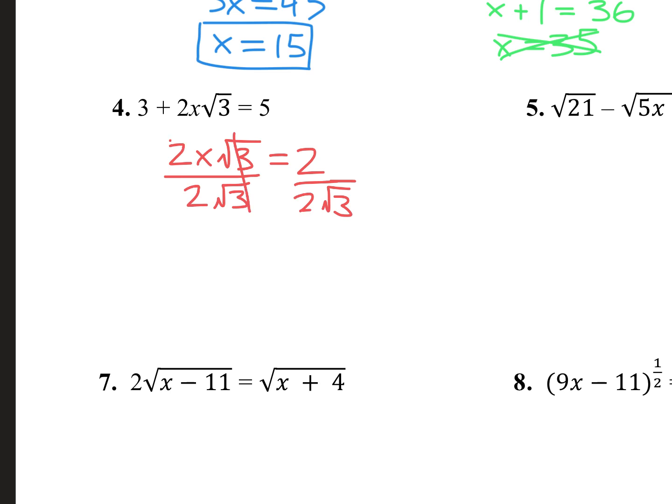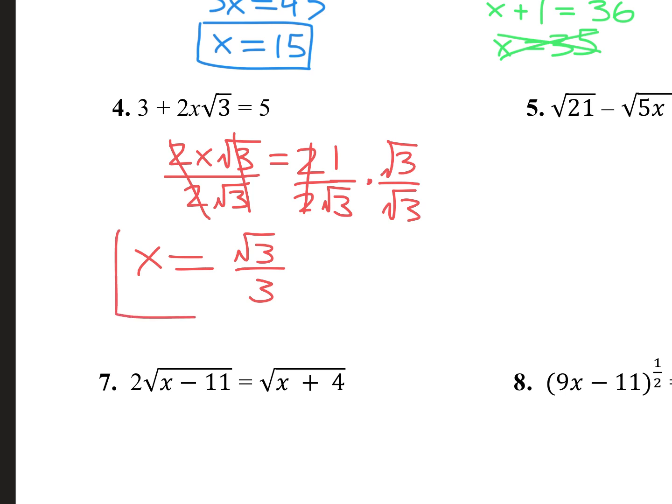All right, so this would cancel, that would cancel, and I get x equals, these 2's would cancel, leaving a 1 on top. But you're not allowed to leave a radical on the bottom. So if I multiply top and bottom by radical 3, I get radical 3 over 3. And I don't really need to check my answer because the variable is not under the radical. So as long as I don't make any careless mistakes, my answer should work.